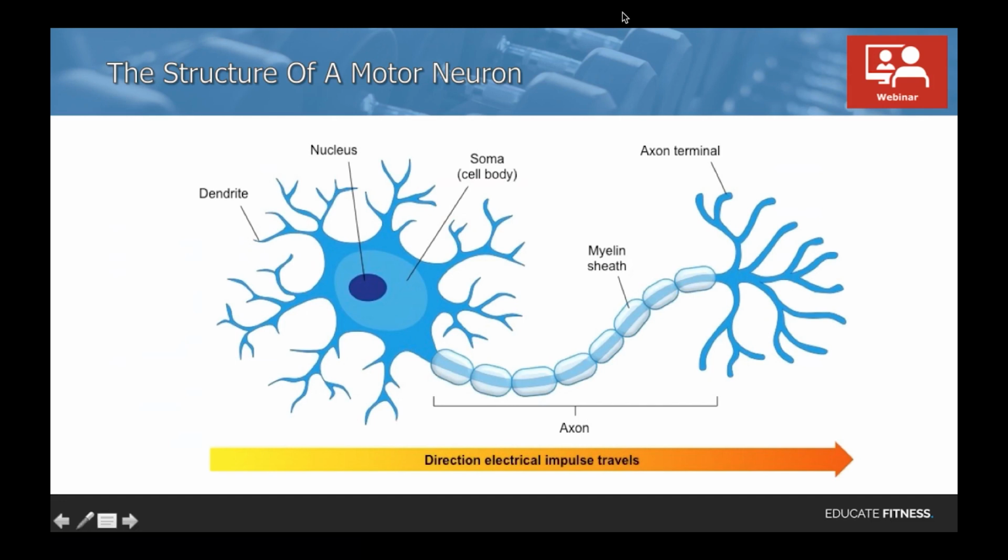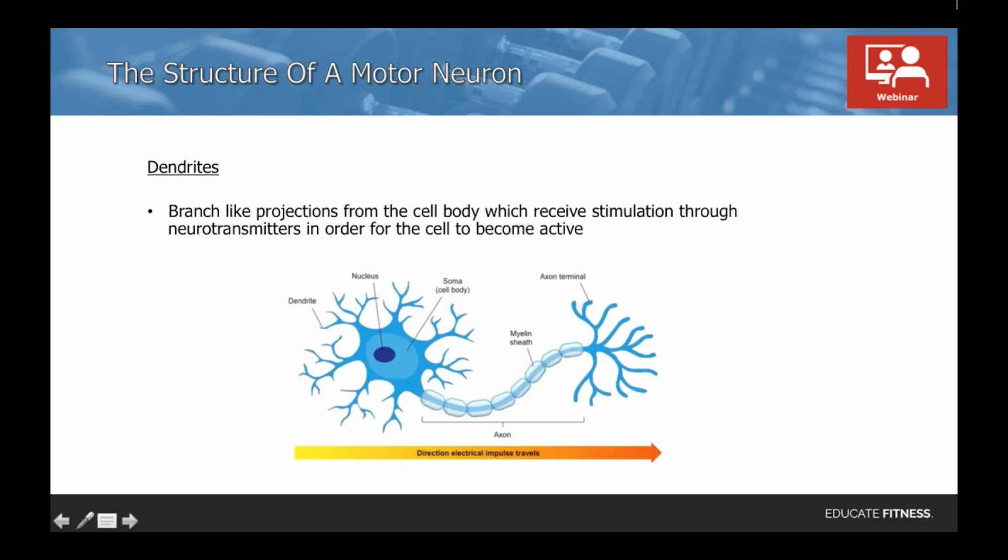So looking at the structure of this motor neuron, you've got dendrites on the outside. The nucleus in the cell body is part of the main cell to begin with here. The axon is the really long pathway that the impulse can travel along. And you have the myelin sheath. This is made up of fat. So this helps the electric impulse conduct along through the axon. And at the very end of the motor neuron, you have the axon terminal. So terminal means the end. Terminus means the end. So let's go through the structure one by one.